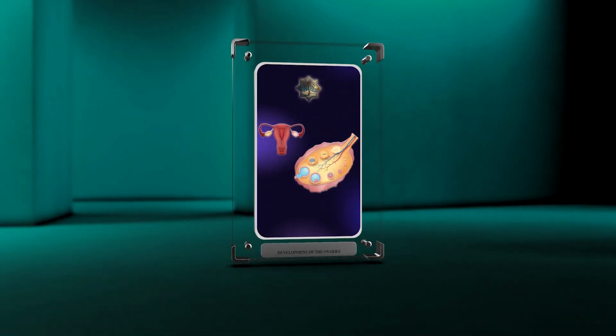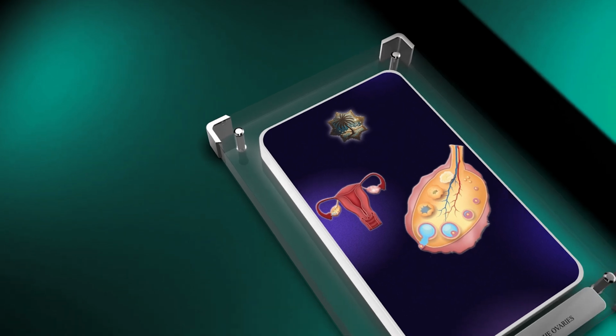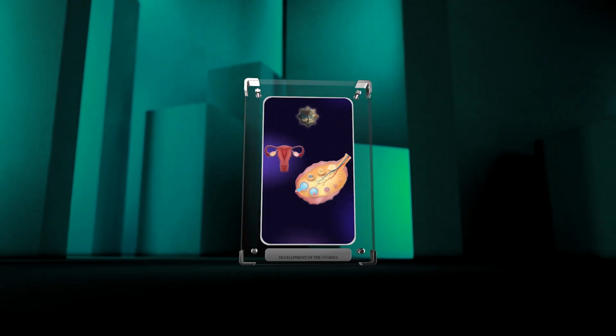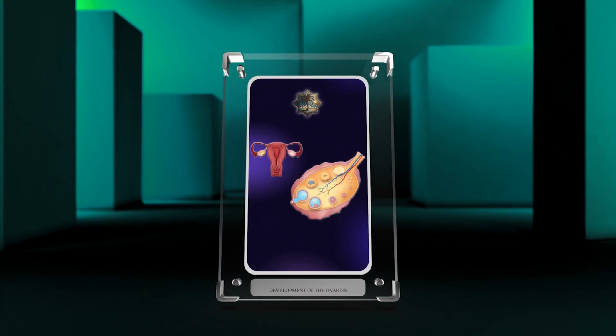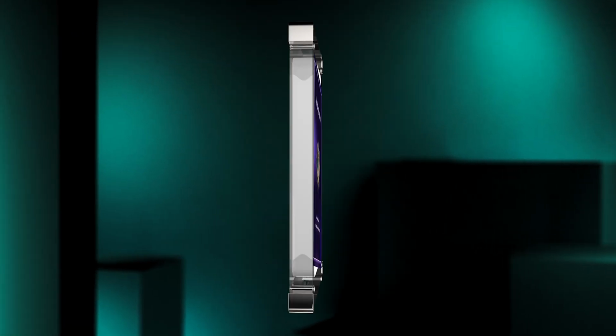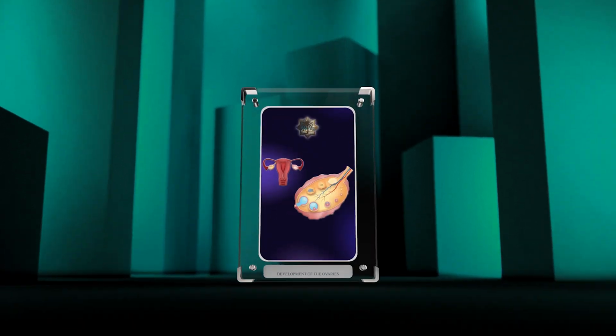Welcome to today's lecture on embryology. Today, we will be discussing the development of the ovaries. We will cover the stages of ovarian development, including primordial germ cell migration, follicular growth, and hormonal regulation. Get ready to dive into the fascinating world of the female reproductive system.